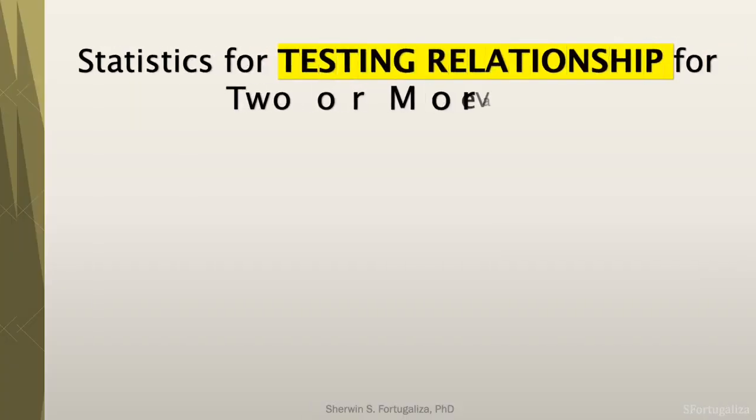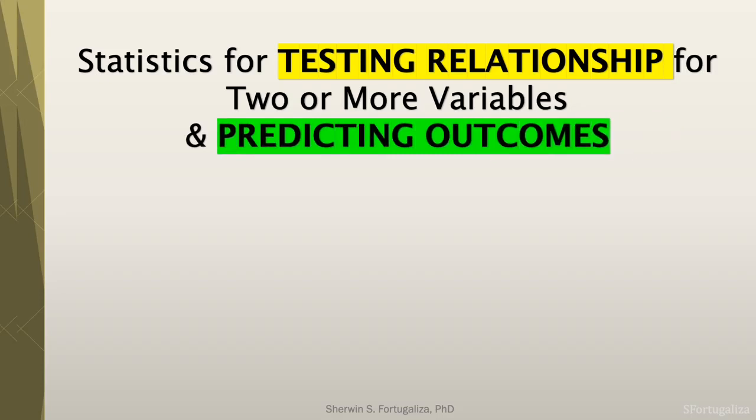Today, we are going to learn how to choose statistics for testing relationship for two or more variables and statistics to be used in predicting outcomes.